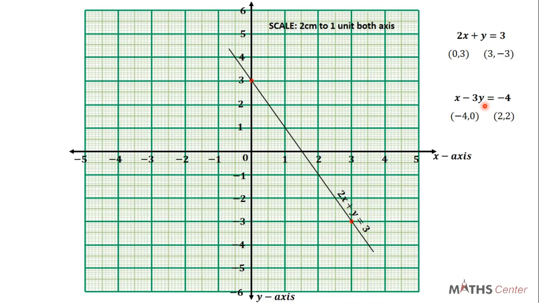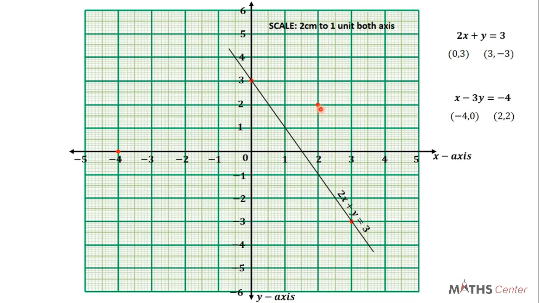You move on to the other equation. The first point is negative 4, 0. So negative 4 on the x-axis, 0 on the y-axis. Since it's 0, it will be on the same point. You move on to the other one, which is 2, 2. So 2 on the x-axis, 2 on the y-axis.